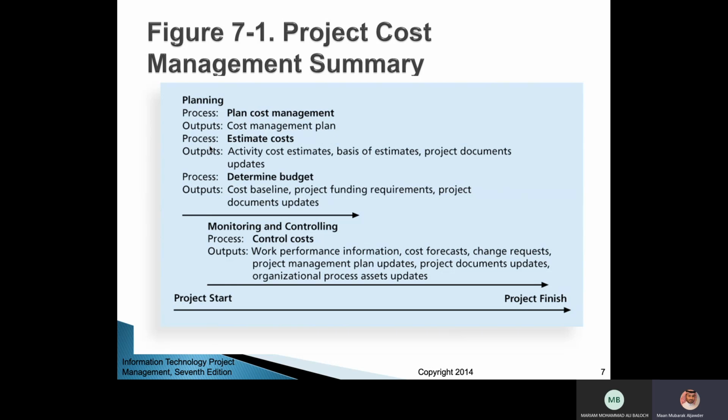If you need some special requirements, you need to have a clear funding plan or document: where you're going to get the fund, how you're going to spend it during the whole period of the project, and on what tasks you're going to conduct. So the cost baseline and the project funding requirements are closely related. Then project document updates: any document that has something related to the budget, you need to update it.